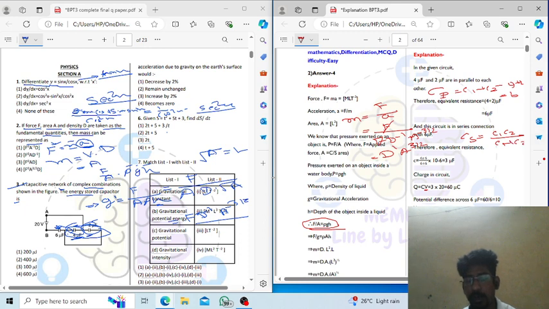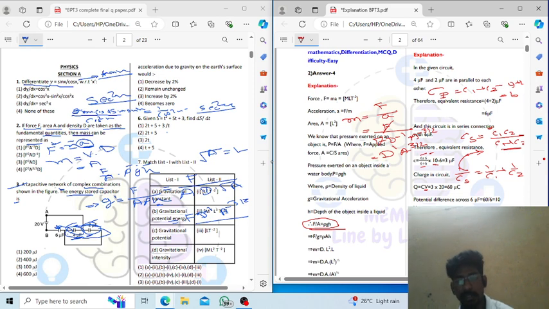Or you can do this by this approach also, 1 by C is equal to 1 by C1 plus 1 by C2. That is the general form of this. So from this one, if you put the value of C1 as 6 and C2 as 6, 6 times 6 divided by 6 plus 6, you will get 3. So 3 microfarad, which means 3 into 10 to the power minus 6 farad. Understood, right?